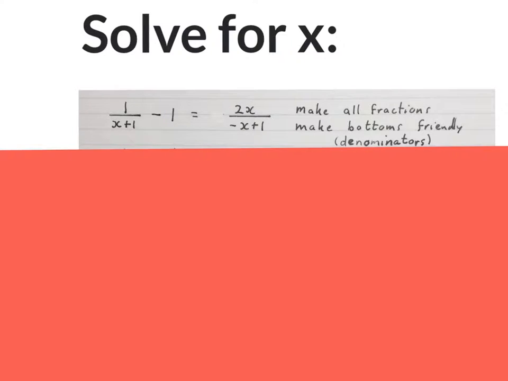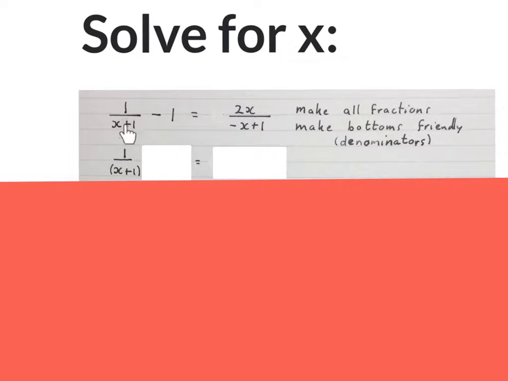What we will do is make all of these terms fractions, so that one's not right yet, and make the bottoms friendly. The bottoms are called the denominators. Just copy this fraction down and put this packet in brackets. Write a minus and change this into a fraction, 1 over 1. Then you write the top part of this fraction down and you make the bottom friendly.